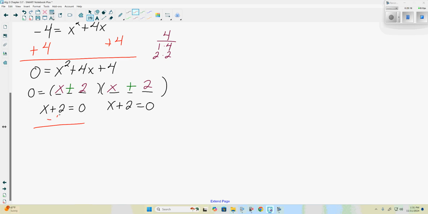We'll start with the equation on the left first. To get x by itself, we would subtract 2 from both sides, telling us that our x value is -2. With the one on the right, we will again subtract 2, telling us x is -2. Questions on this here? Well, we do have two values, but they are the same.